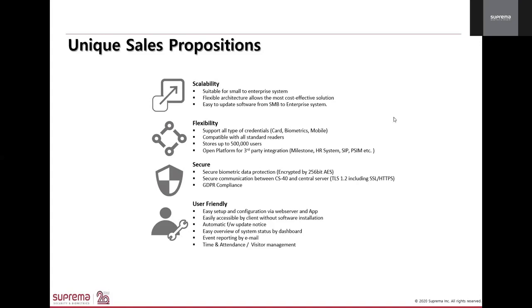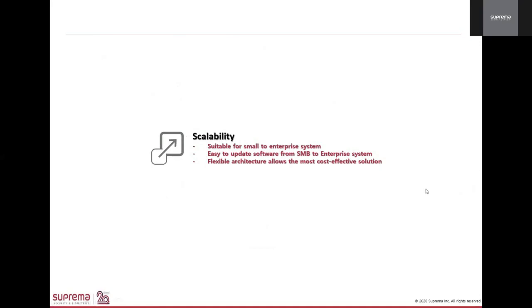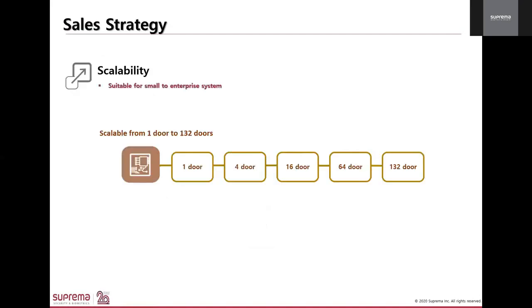But let's break down each point bit by bit so you get a better understanding. So for scalability, you have from small to large groups, or from small business to enterprise system. It's easy to upgrade the software from an SMB to enterprise. So if you have a license for a select number of doors, you could literally get a new license and add it to the system to get to the next step. It's flexible, which allows the most cost-efficient solution.